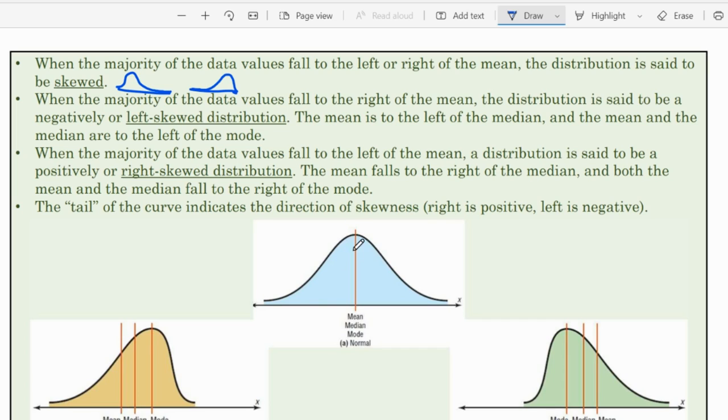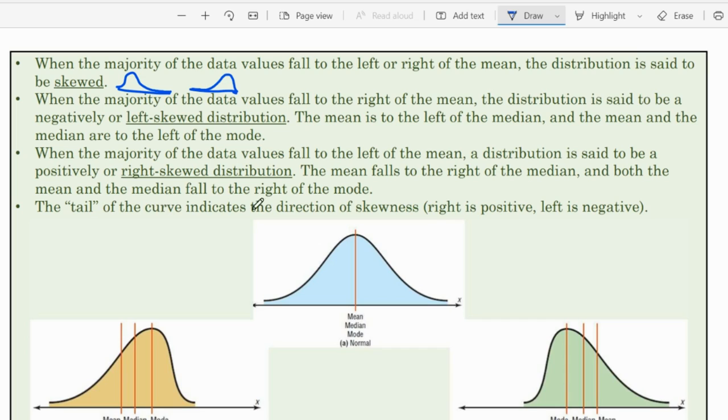When it's symmetric, everything is all in the center. Mean, median, and mode, all lined up in the center, evenly right and left. When the majority of the data values fall to the left of the mean, the distribution is said to be a positively or right skewed distribution. The mean falls to the right of the median, and both the mean and the median fall to the right of the mode. Here's a picture to go with a distribution of a positively skewed. Notice that the median is always the one in the center, the mean is always closer to the tail, and the mode is on the other side.